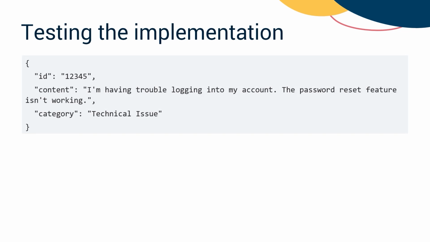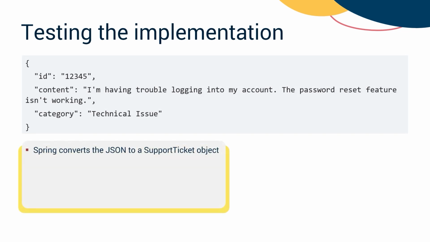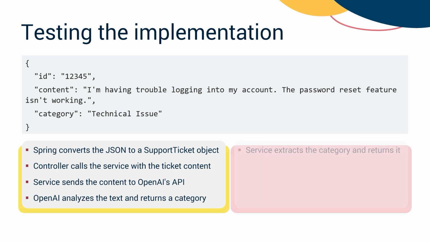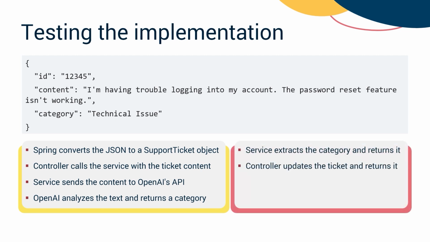When you send a request to test the implementation, Spring converts the JSON to a support ticket object. The controller calls the service with the ticket content. The service sends the content to OpenAI's API. OpenAI analyzes the text and returns a category. The service extracts the category and returns it. The controller updates the ticket and returns it, and Spring converts the ticket back to JSON. The response to the request should include the ticket with an assigned category.